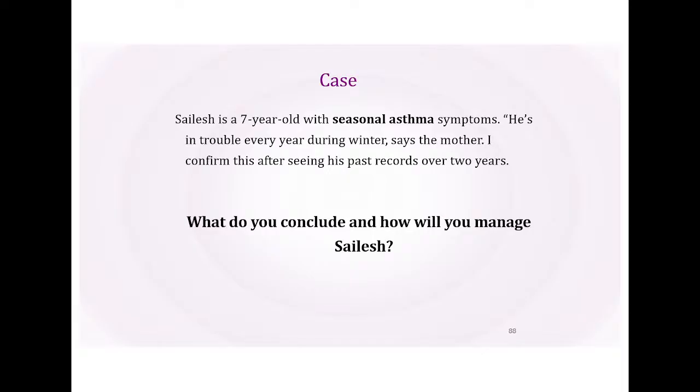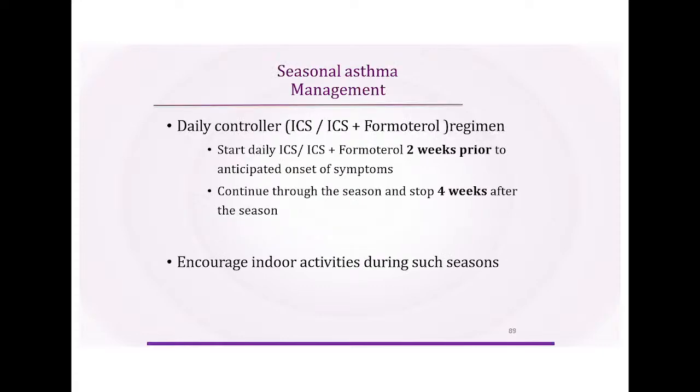So now coming to another case, Salis, a 7-year-old with seasonal asthma symptoms, and he is in trouble every year during winter, but the diagnosis is confirmed by looking at his past records. So in this case, this is seasonal asthma. So what management are you going to advise for Salis?